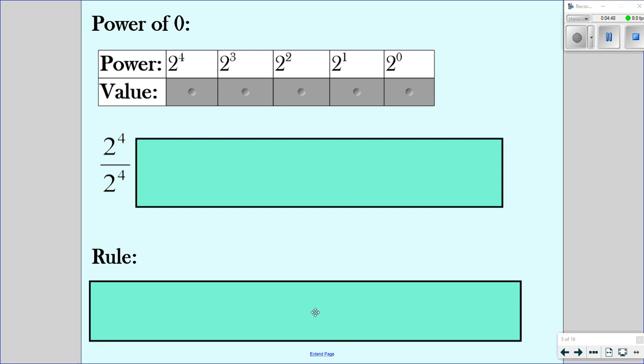Alright, next thing, power of 0. So we have a chart, we have a power, 2 to the 4th, 2 to the 3rd, 2 to the 2nd, 2 to the 1st, and 2 to the 0 power. So let's see what the value is. Basically, you would plug it into your calculator.